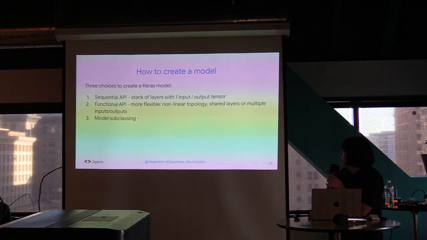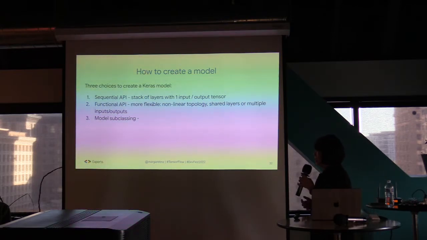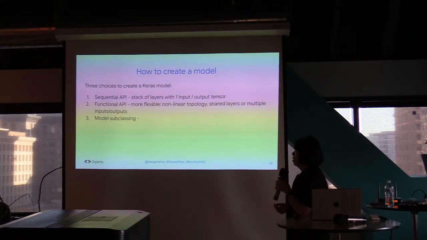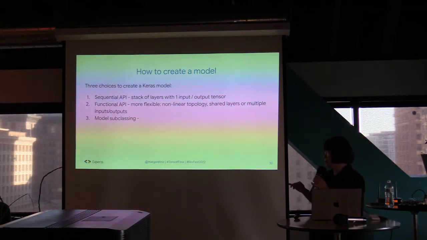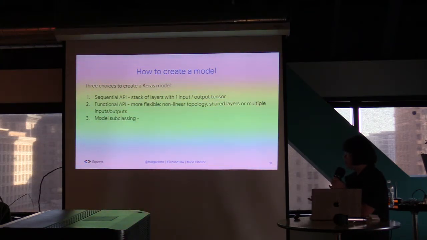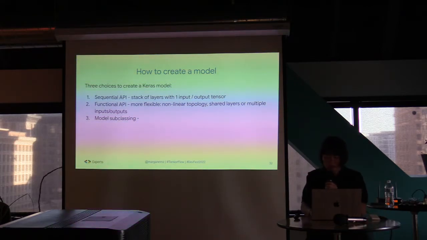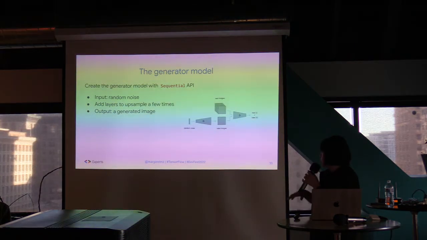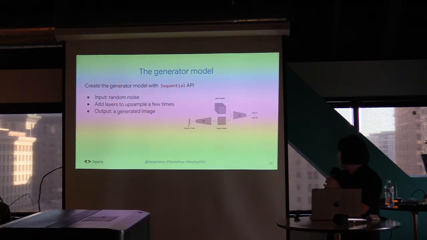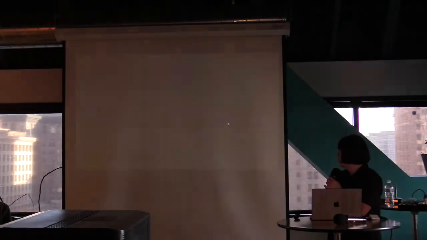And then to create a model in Keras, you can use the Sequential API, the Functional API, or model subclassing. Sequential API is the easiest, Functional is more flexible, and model subclassing is the most complex one, but it's also the most flexible one. The generator, as I showed you before, takes random noise as input, and the output is fake images. You add layers to upsample a few times in the generator architecture, and then you output a generated image.